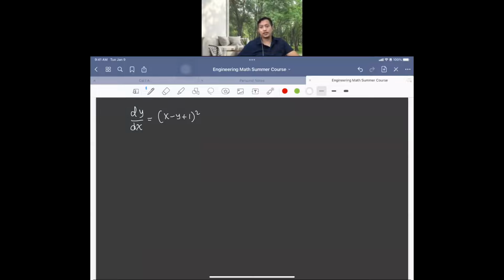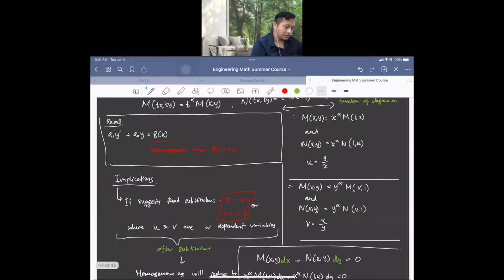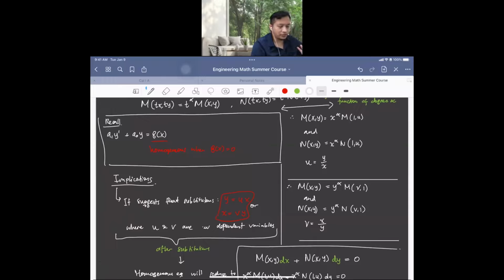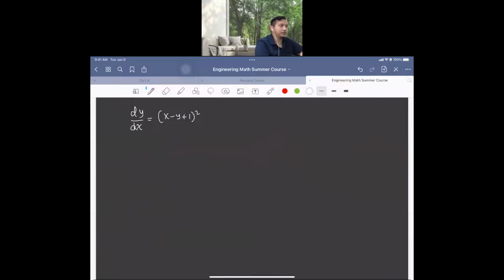And how we substitute is basically we can substitute in many ways. It's not always using y over x, like u is y over x or v is x over y. This is just simply the fact that we have a homogeneous equation, but we can also have another way to solve. For example, this one, we can try another substitution. Let's say v is x minus y plus 1.